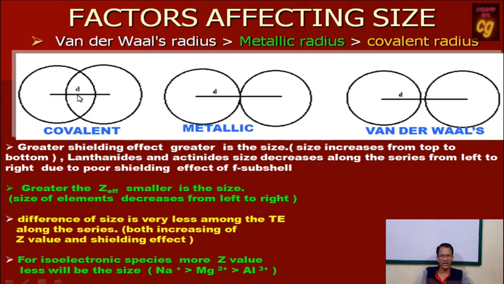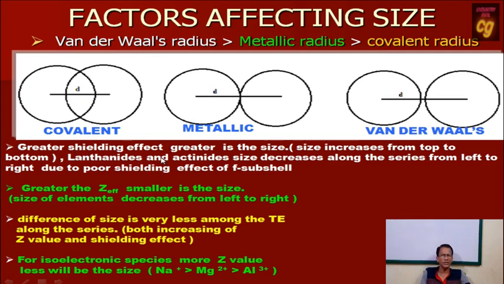As the distance is very small, covalent radius is the smallest radius. Then as the distance is more, van der Waals radius is the largest radius. So this is regarding the types of radii: covalent radii, metallic radii, and van der Waals radii.